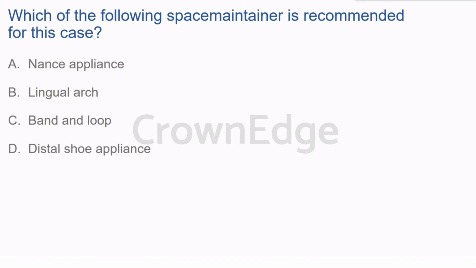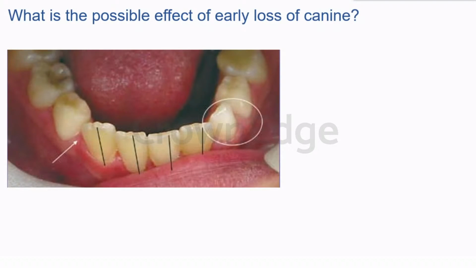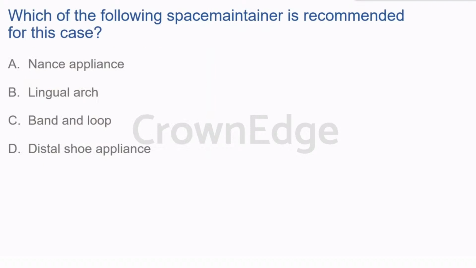In which of the following is a space maintainer recommended for this case? I'll show you both the images once again. Okay. So what should be the space maintainer that should have been given for this image prior, in order to avoid this space loss that has happened here? What kind of space maintainer should they have given long time back? In either of these images, what kind of space maintainer should be given? So our options are: A, Nance appliance; B, lingual arch; C, band and loop; D, distal shoe space maintainer.